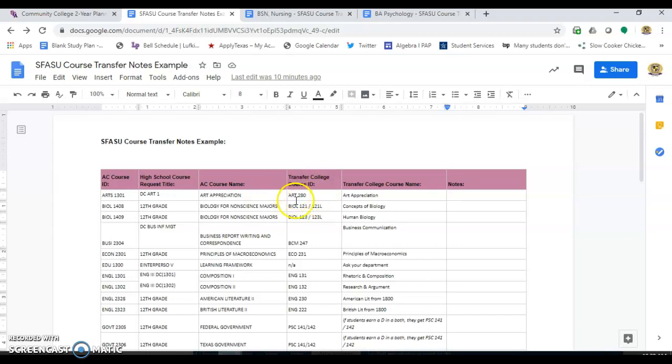And the way it transfers to SFA, the number at SFA is Art 280. So that's something a little bit confusing about colleges, is that each college is going to have its own course numbering system. So you actually have to look up what Art 1301 counts for at SFA, which is Art 280. I'll have a later video that will talk to you about how to use something called TCCNS, which is going to be the website where you can look up what every single course at AC counts as at any public university in the state of Texas. And then I've left you some spots to take some notes.